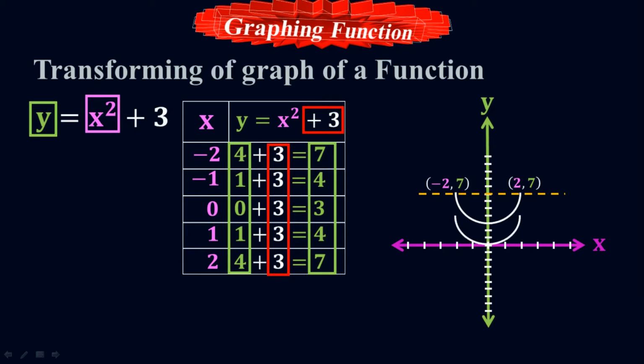Last time it was at the origin. Now its vertex is on 3. That's how transforming of the graph of a function takes place. When you do some changes to your original function, your graph will also change its place in the xy plane. This process is called transforming of the graph of a function.